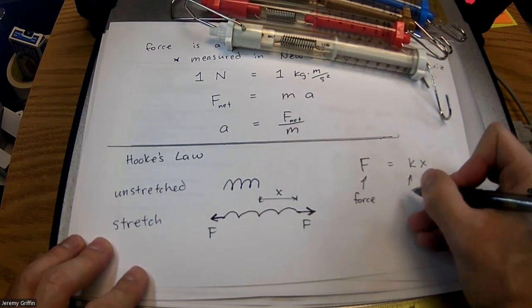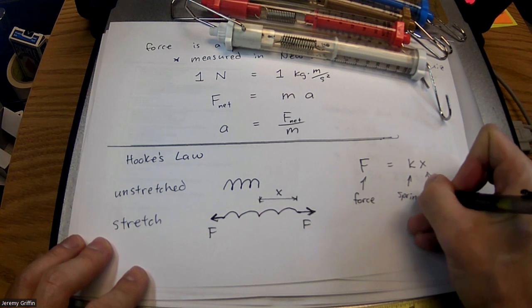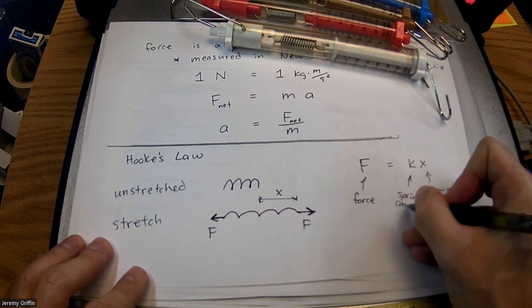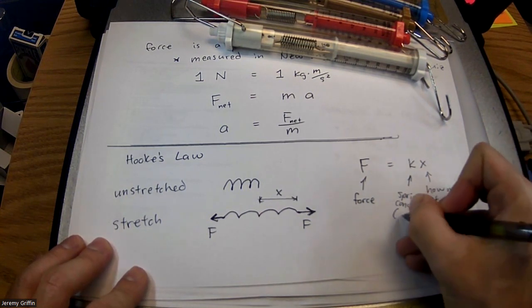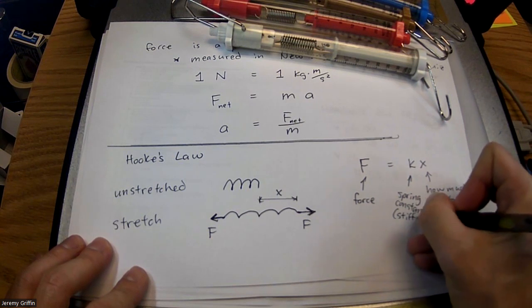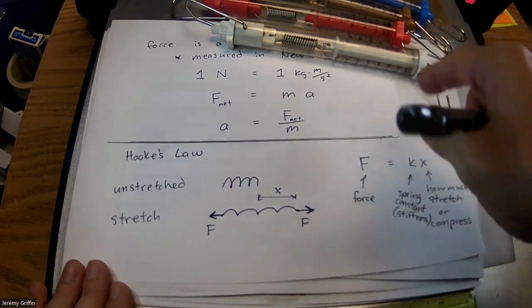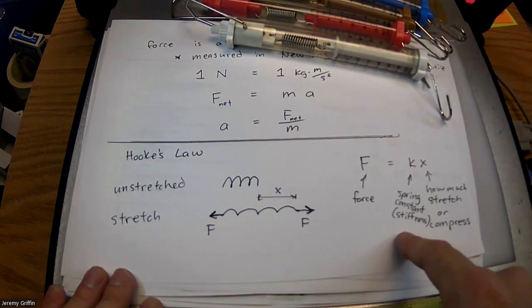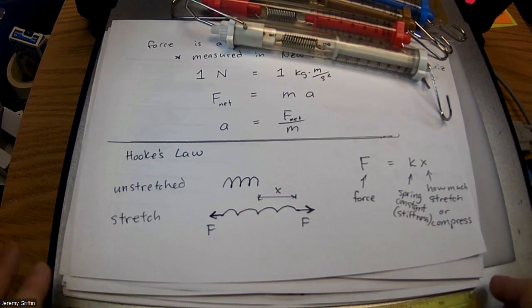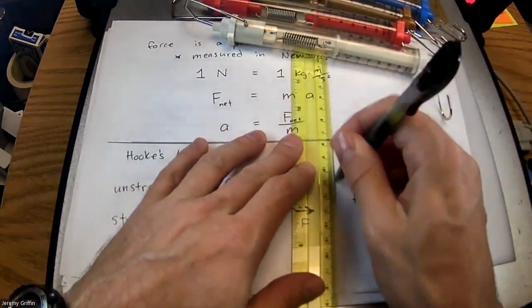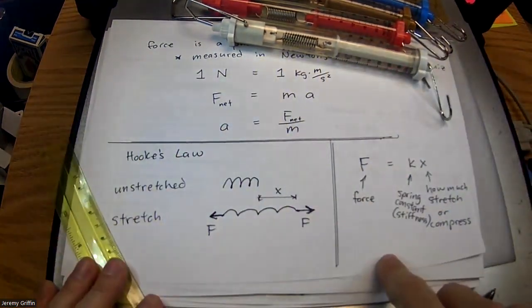This is the spring constant, or sometimes you'll see it called stiffness. Like how stiff is the spring? Each of these spring scales has a different spring constant. Let's look at the units real fast, the units that would pair up with this formula.